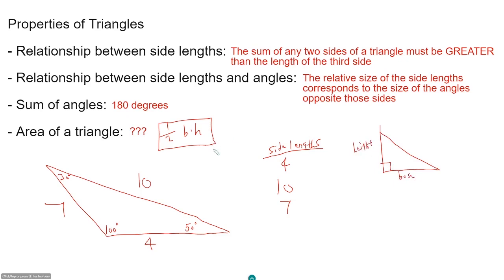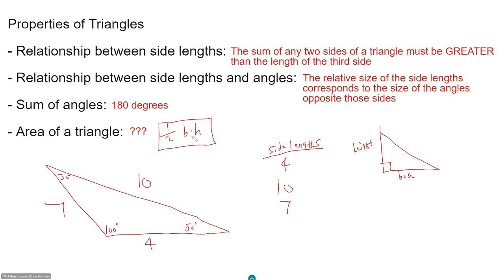It's easy to use this formula. However, this is not the case for all triangles, where it is so easy to find the base and the height. Because remember, a height must be a line that is perpendicular to your base. So you can call whatever you want the base. The height then just has to be a line that is perpendicular to it.